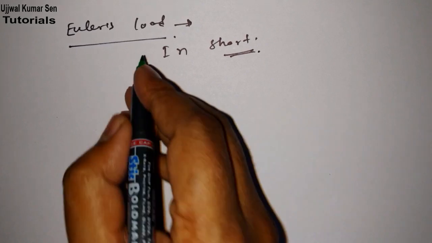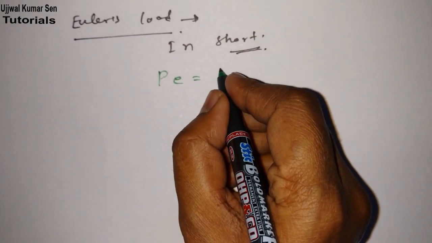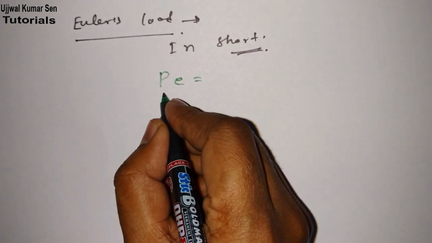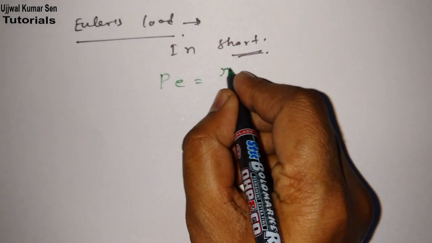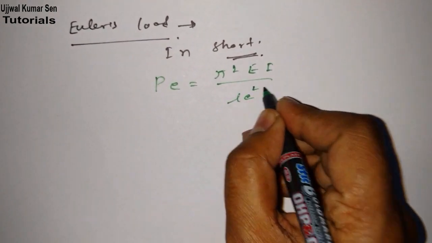So what is Euler's load? According to Euler's formula, we can find P, where E is for Euler's and P is for the buckling load, P equals pi square EI by LE square.